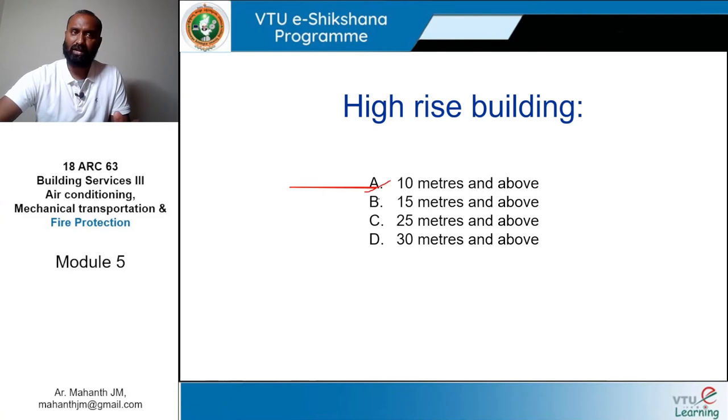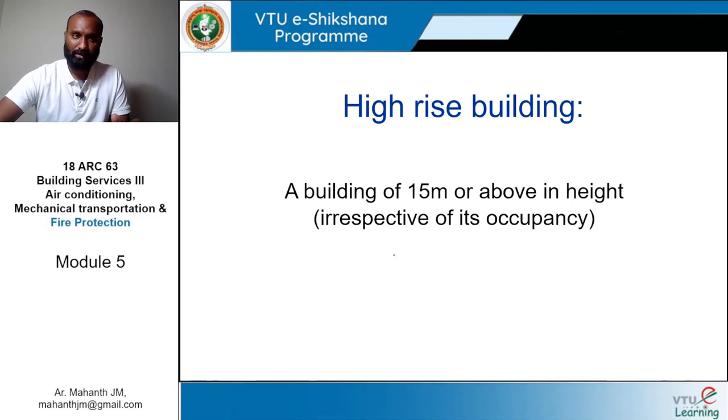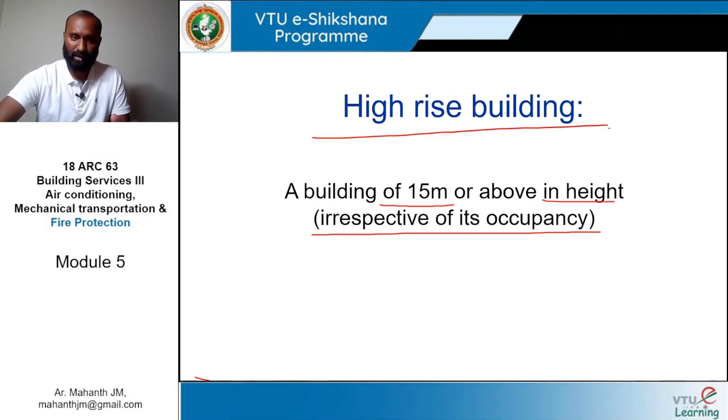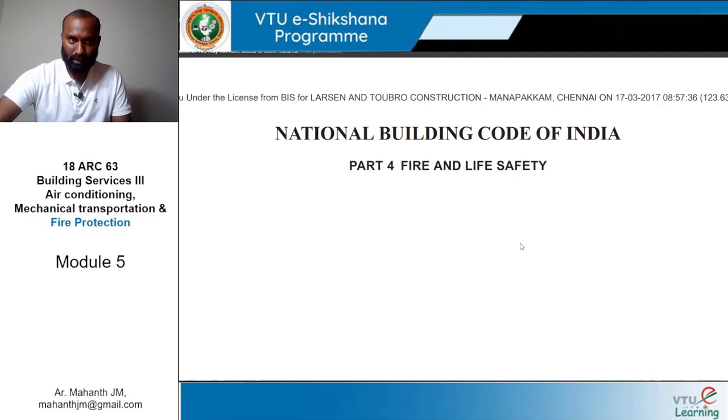So what is a high-rise building? Is it 10 meters and above, 15 meters and above, 25 meters and above, or 30 meters and above? Which is the right answer? I'm not going to tell again, it is for you to figure out, but I will give you a reference to the code. A high-rise building is a building which is 15 meters or above in height, irrespective of its occupancy. This is as per NBC Part 4. Okay, a building of 15 meters or above in height, irrespective of its occupancy, is going to be called a high-rise building.